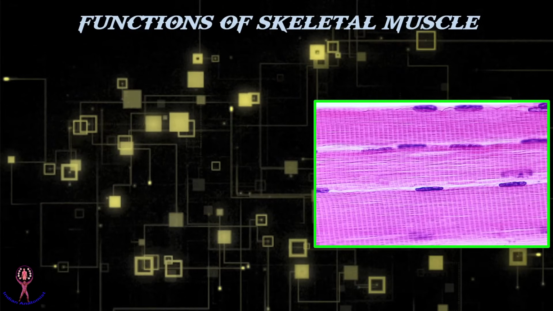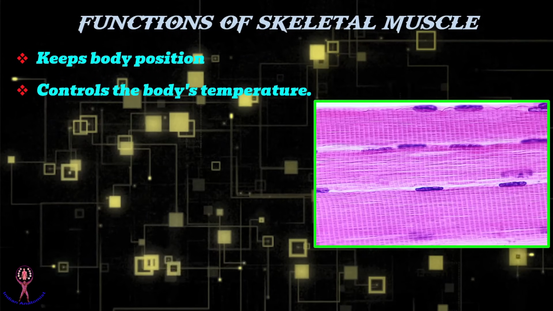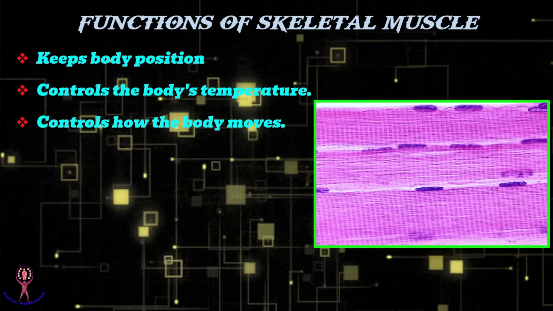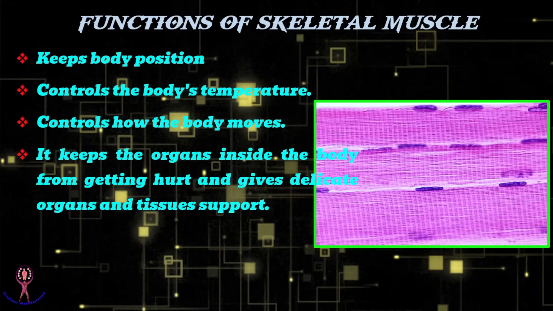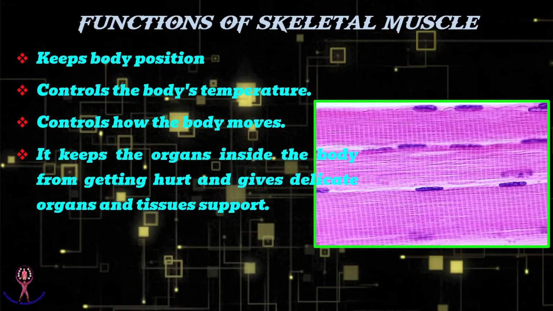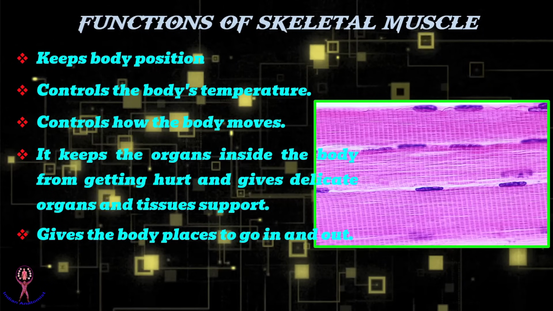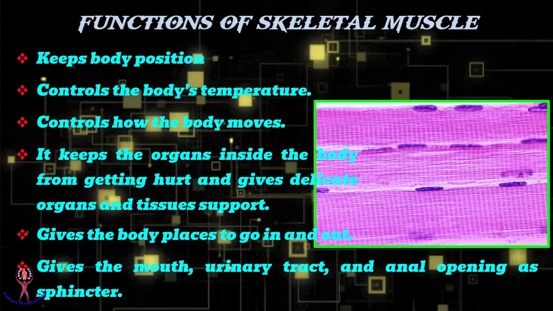Functions of skeletal muscle: keeps body position, controls the body's temperature, controls how the body moves. It protects the organs inside the body from injury and gives support to delicate organs and tissues. It gives the body entrances and exits, and gives the mouth, urinary tract, and anal opening a sphincter.